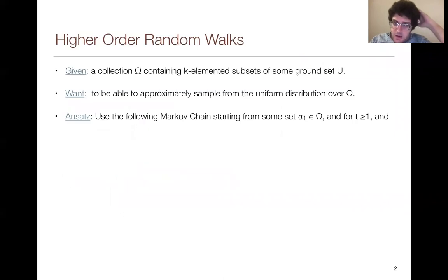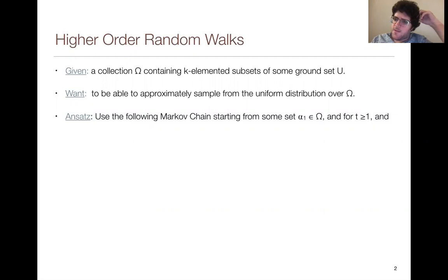The scenario that I care about is where I'm given a collection omega containing k-elemented subsets of some ground set U, and I want to be able to approximately sample from the uniform distribution over omega. So higher order random walk is just going to be the name of the random walk or the Markov chain I'm going to be using to do this approximate sampling.